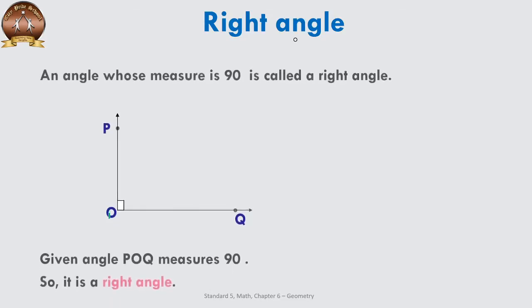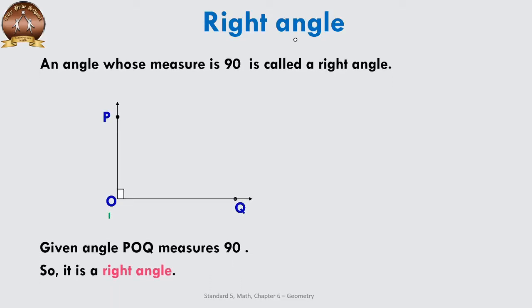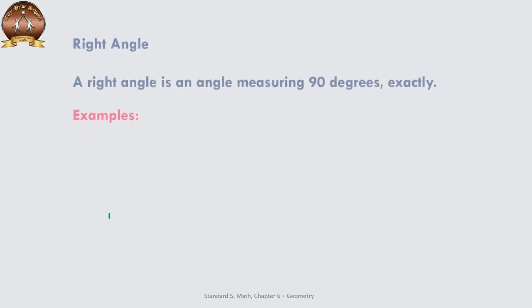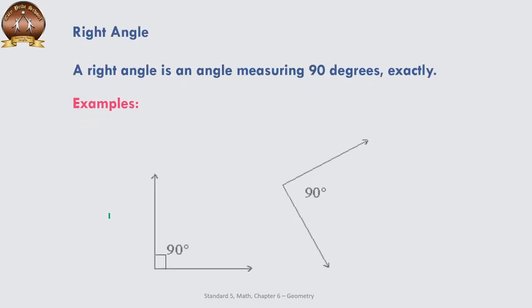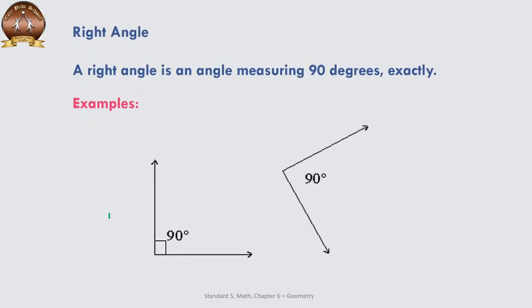Coming to the right angle, an angle whose measure is 90 degree is called a right angle. Now POQ measures 90 degree, so it is a right angle. Right angle is an angle which measures 90 degree exact. It may look straight like this or it may look like this, but when you will measure it, it will be 90 degree only. And right angle can be in this form also. So here it is a right angle.